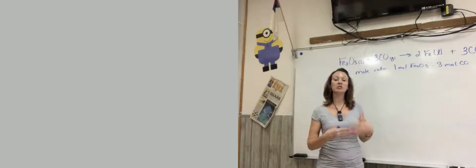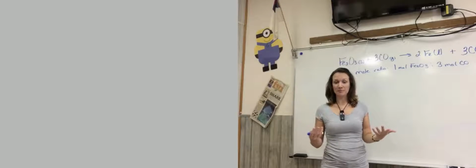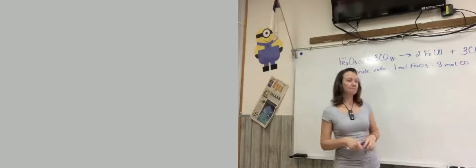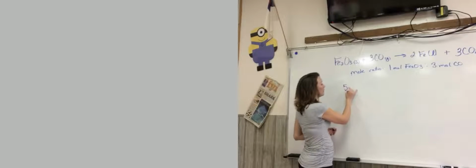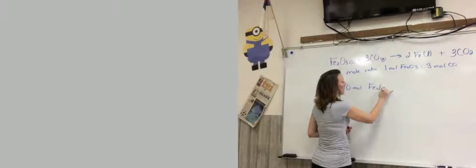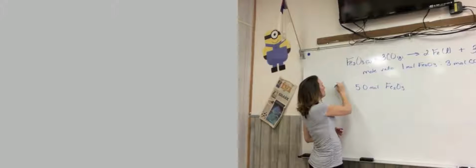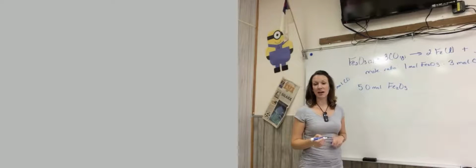So when we plug it in to actually do some math, it's going to be perfect and it's going to make it super easy for us. So let's do some problems in order to help better explain what we're doing. So say for example, I gave you 5.0 moles of iron 3 oxide. Okay? I wanted to know how many moles of carbon dioxide were needed in order to react with this 5.0 moles of iron 3 oxide.